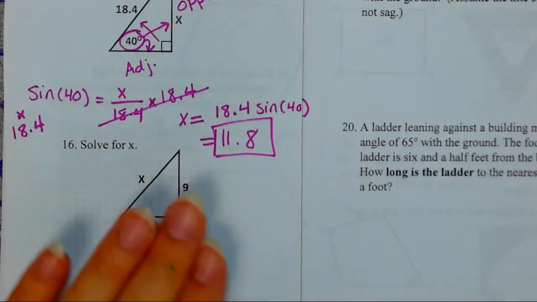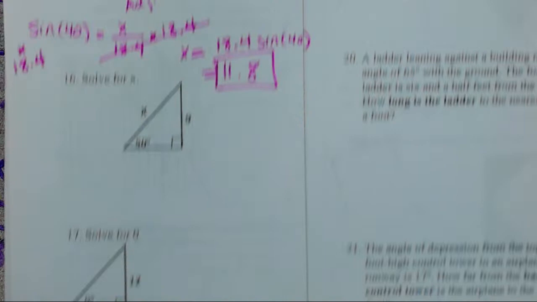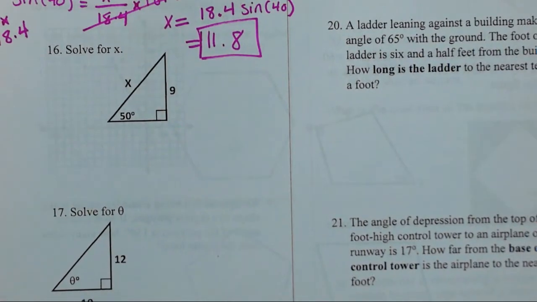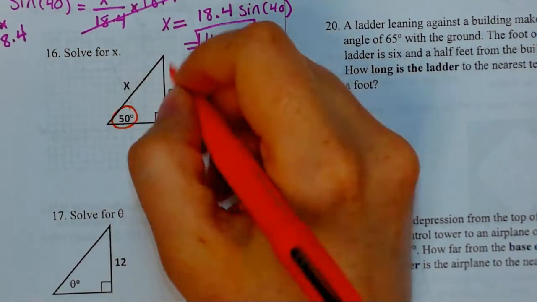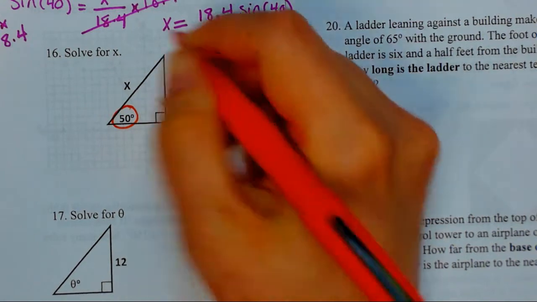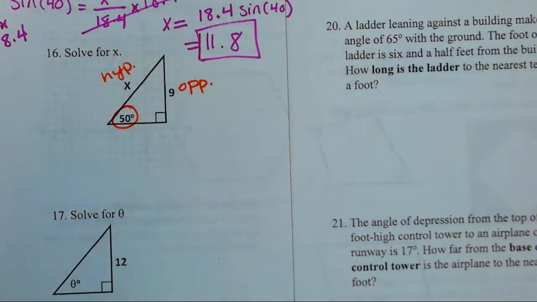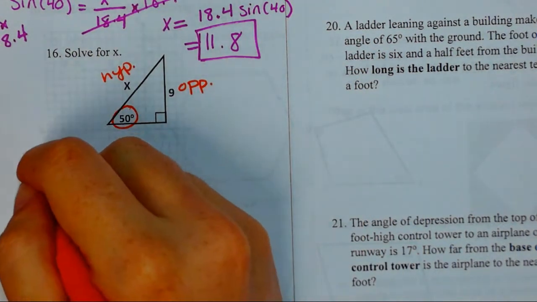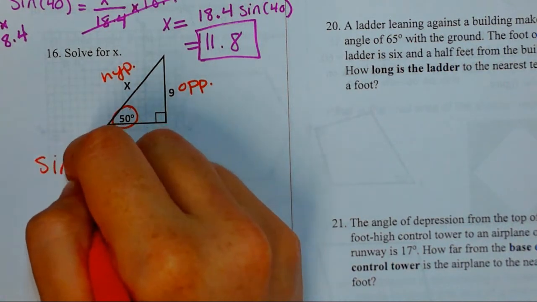Okay, so that would be your answer, is 11.8. Okay, this one I'm going to go a little bit faster because we did the detail on the other one. So once again, we've got an angle down here. This is our opposite side. This is our hypotenuse side. This is another sine problem since we're using opposite and hypotenuse.